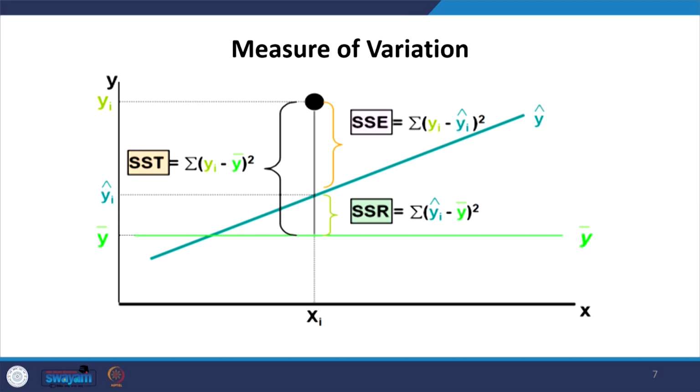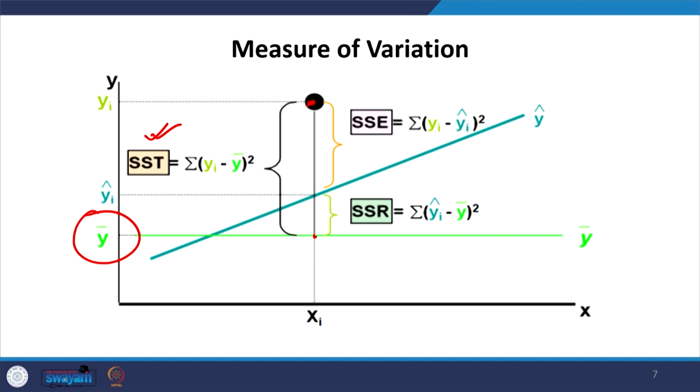So, what are these SST, SSE and SSR? This is called the total sum of squares. What is the total sum of squares? It is each yi value minus the y bar. Y bar we have mapped here. From the point here till the y bar point, the difference between these two and its square, summed, is the sum of squares total. That is called the total sum of squares in any model.